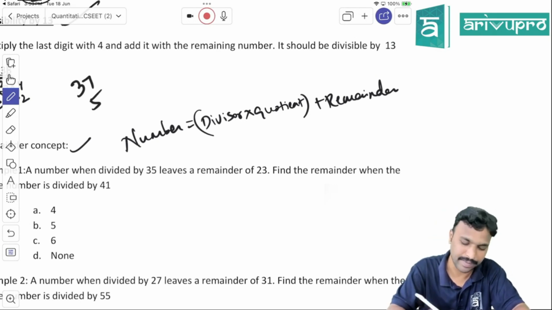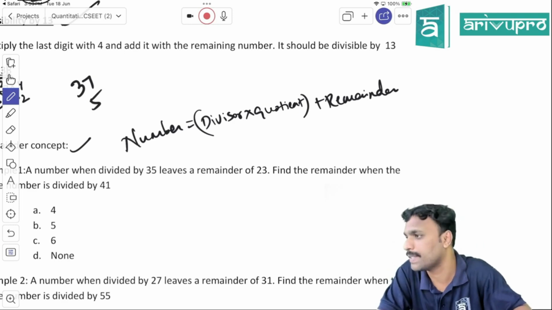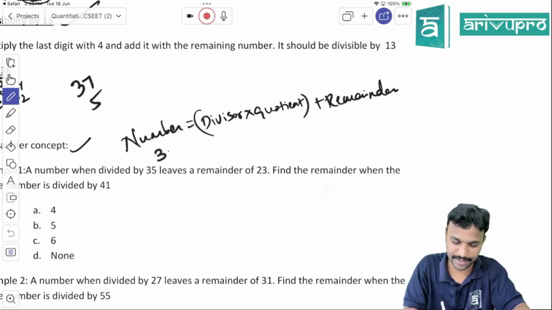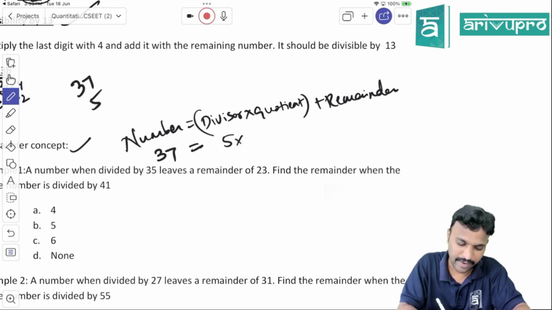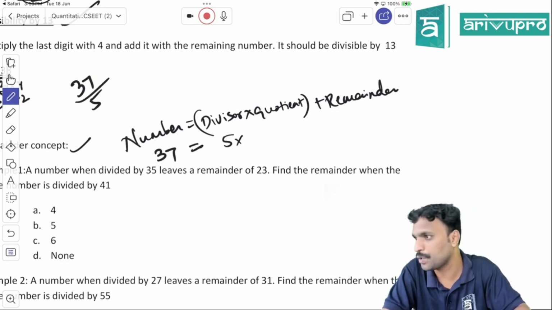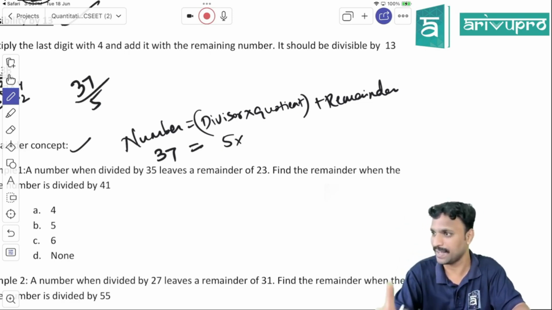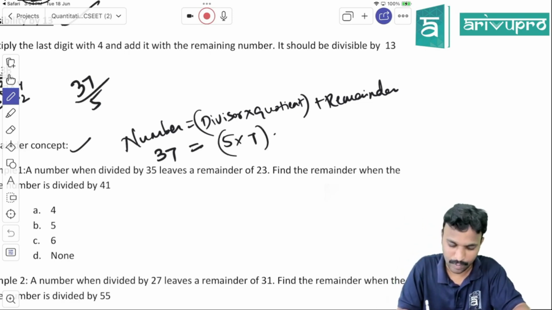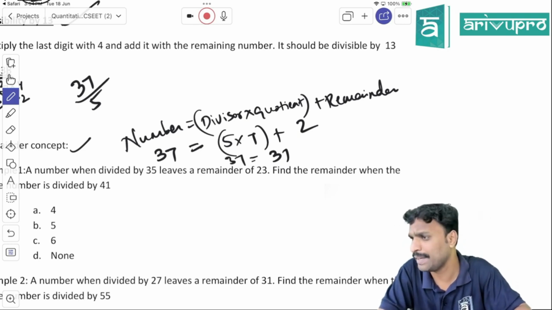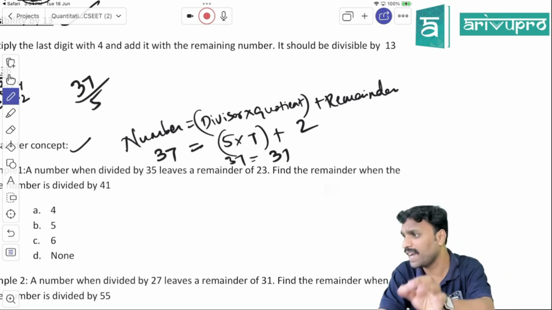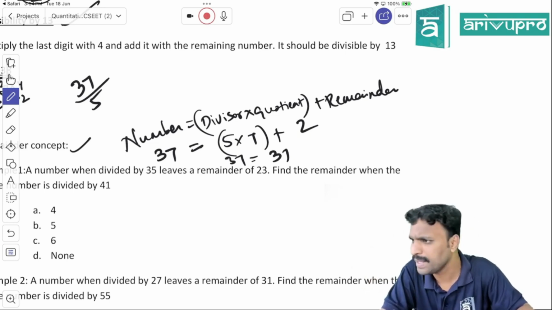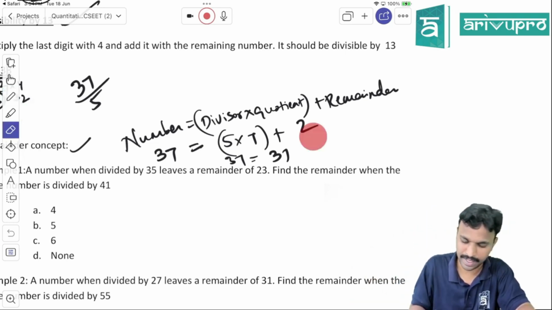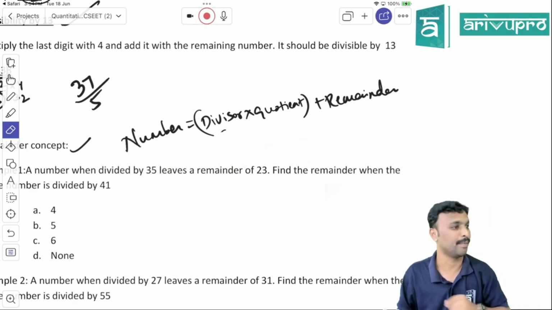Correct? For example, number is 37. Divisor is 5. If I divide 37 by 5, what is the quotient? 5 7s are 35. Quotient is 7. What is the remainder? 2. So 35 plus 2, 37 is equal to 37. So number is divisor into quotient plus remainder.